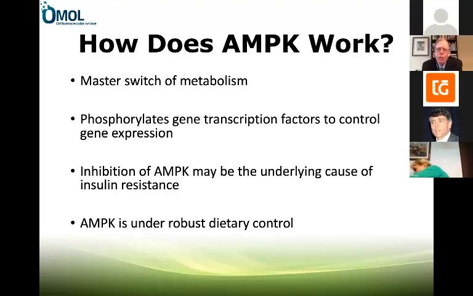As I said earlier, it's the master switch of our metabolism. How it works is to control gene expression. It phosphorylates gene transcription factors that turn on and turn off gene expression. And therefore, the inhibition of AMPK may be the underlying cause of not only insulin resistance, but every disease that is associated with insulin resistance.